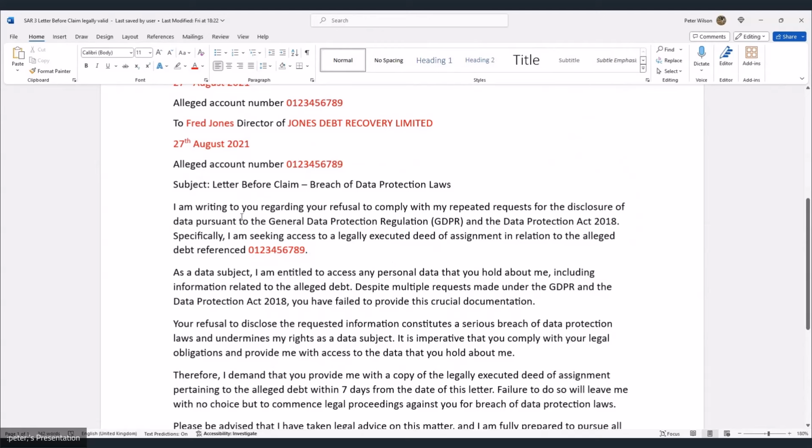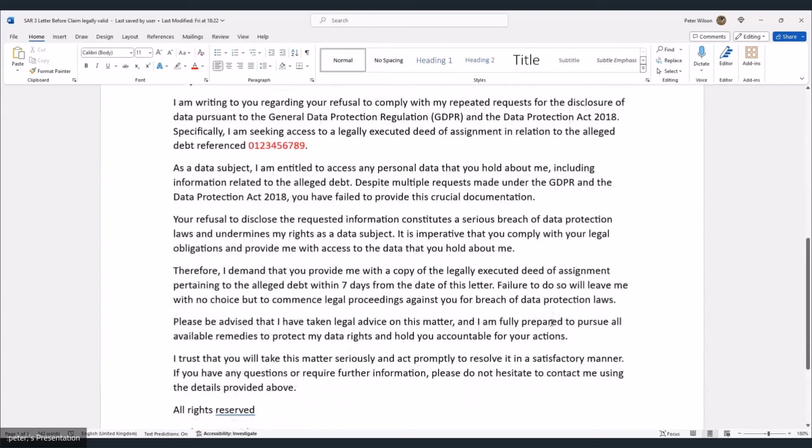I am writing to you regarding your refusal to comply with my repeated request for the disclosure of data pursuant to the General Data Protection Regulation, GDPR, and the Data Protection Act 2018. Specifically, I am seeking access to a legally executed deed of assignment in relation to the alleged debt reference blah blah. As a data subject, I am entitled to access any personal data that you hold about me, including information related to the alleged debt. Despite multiple requests made under the GDPR and Data Protection Act 2018, you have failed to provide this crucial documentation.